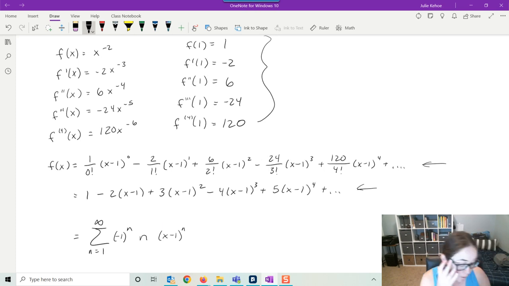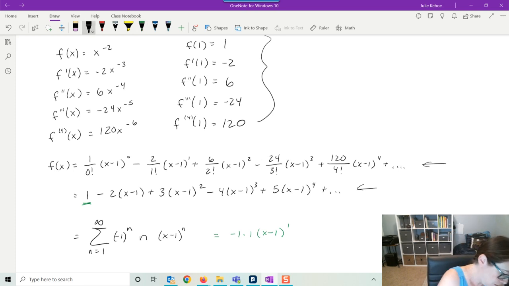So let's say I just keep it the way it was written, and I start plugging in values. We're just going to test it out here. If I start at n equals 1, then I would have a negative 1 times 1 times x minus 1 to the first power. So already I know that something's off because that did not match my first term, which is just 1. So I need to make some tweaks here. First of all, my first term should be positive. So I need to make an adjustment to this.